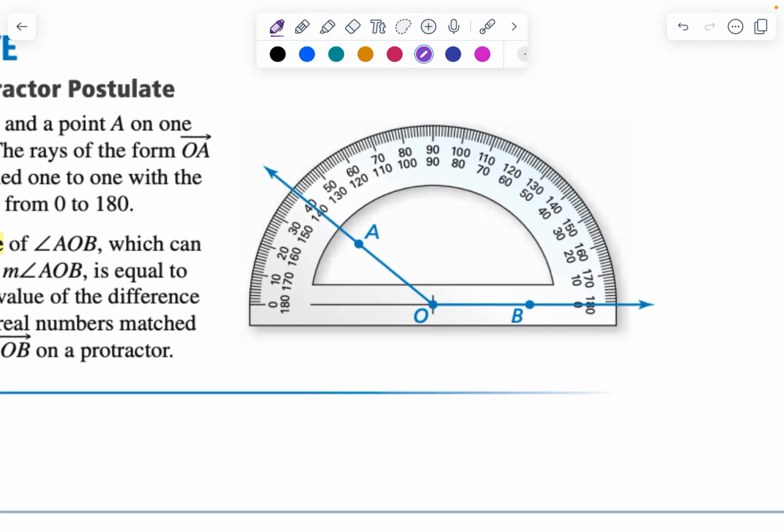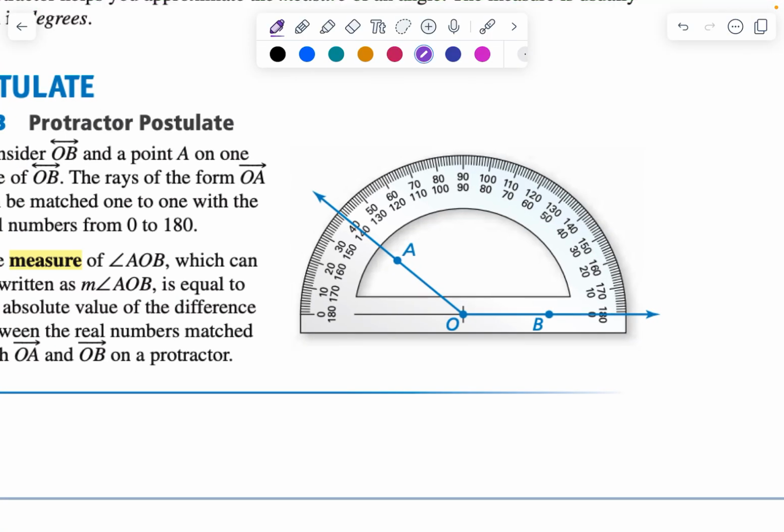Now that we know how to name an angle, let's measure an angle. To measure an angle, I'm going to zoom in here on this protractor. Notice the outside numbers start here, but the inside numbers start here. So you start with 0 and you go up from there.